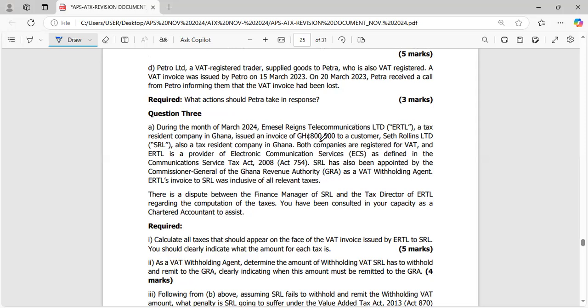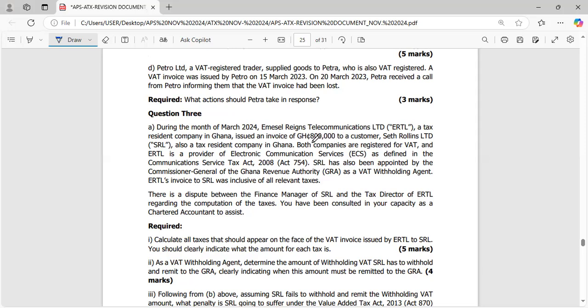So it means that in the 800,000, all the taxes are there. Since it is telecommunication, that should tell you that there's a communication service tax also there. There's a dispute between the finance manager of MSL and the tax director of ERTL regarding the computation of the taxes. You have been consulted in your capacity as a chartered accountant to assist. So just compute all of them. In the 800,000, there's a communication service tax. Take note of that.